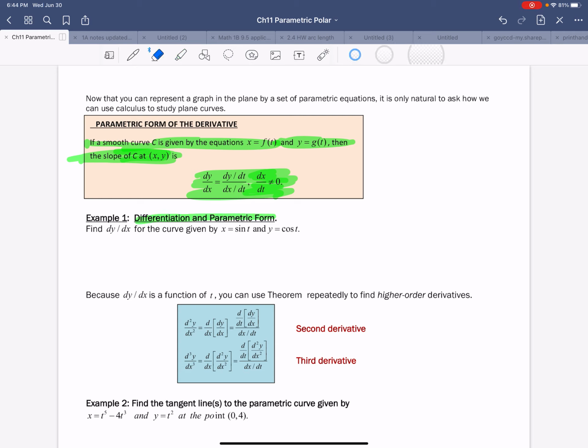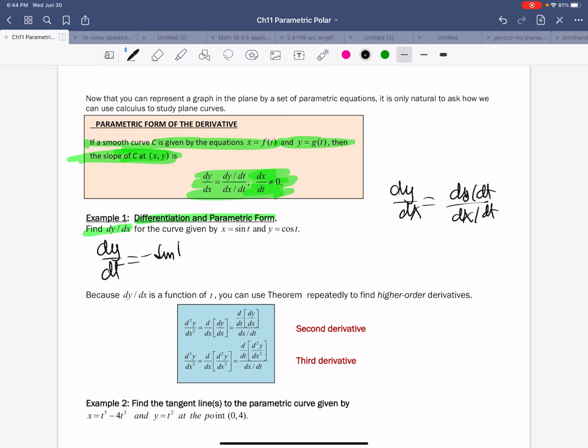Differentiation in parametric form. So if we want to find dy/dx here, we know x and y in parametric form. So how do we find the derivative when we know x and y in parametric form? We're going to use the formula dy/dx is equal to dy/dt over dx/dt. That's going to give us dy/dx. Okay, so let's go ahead and find dy/dt.